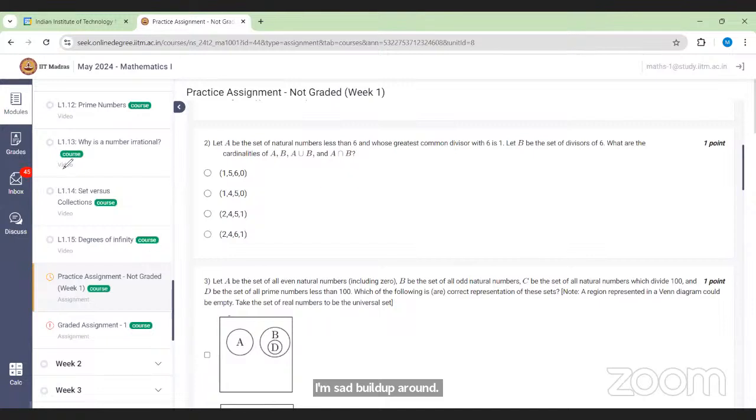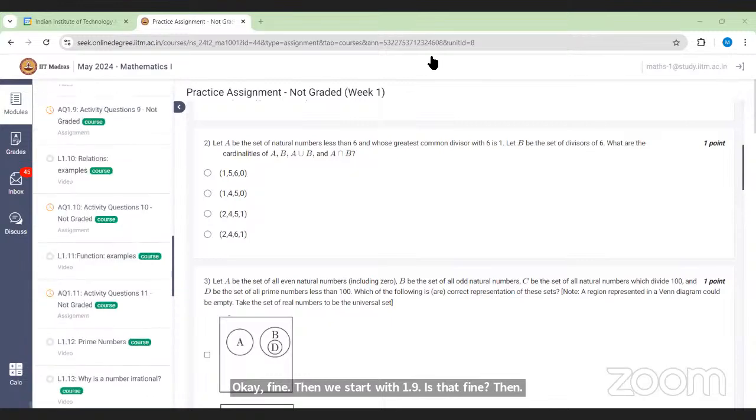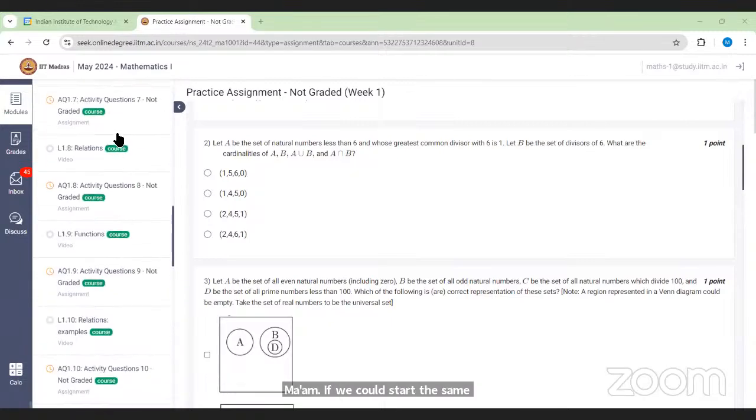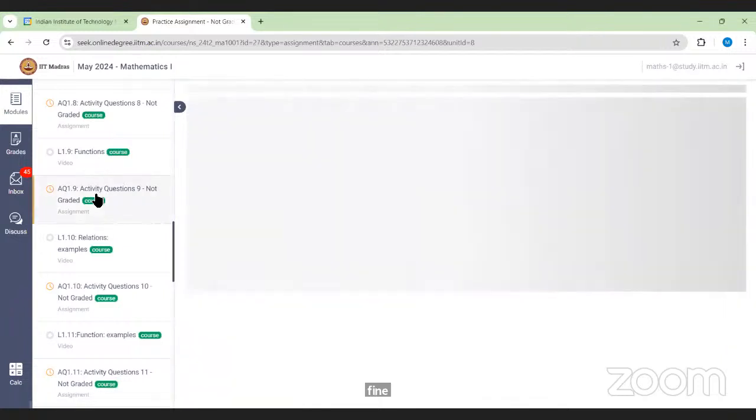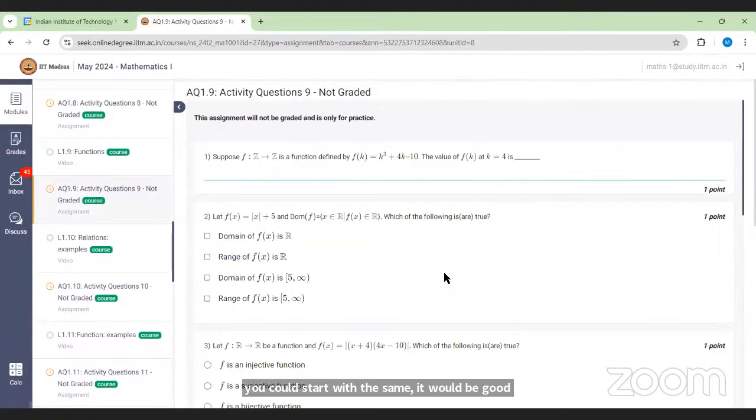I think it's also related to the function questions, we can go, madam. Okay, fine. Then we start with 1.9. Is that fine then? Yes, ma'am. Madam, if we could start with 1.11, that would be good, ma'am. Okay, fine. So let's go to 1.9. Ma'am, because a lot of inputs here, can we start with only one? Yeah, just start with this. You just have a doubt in 1.9, fifth question. Okay, first I'll go one by one. Otherwise, I'll just be jumping between questions.